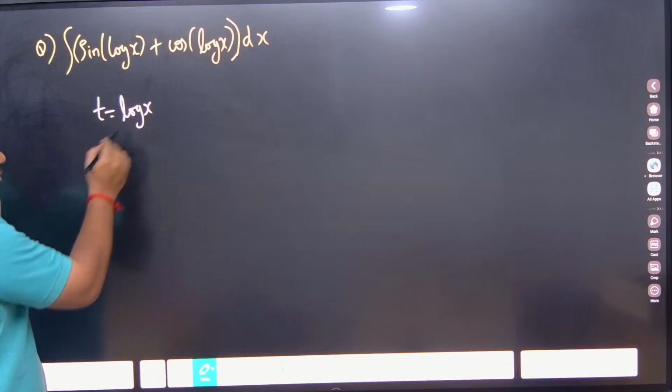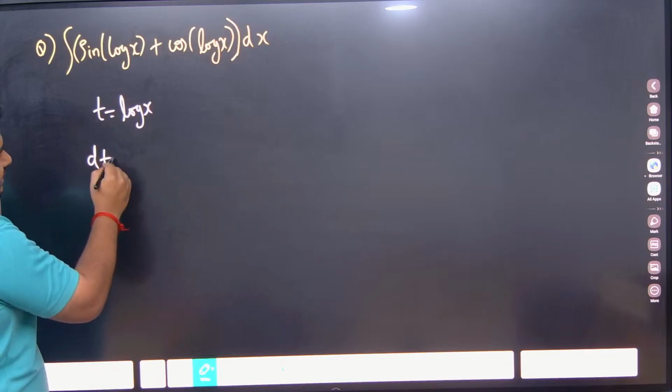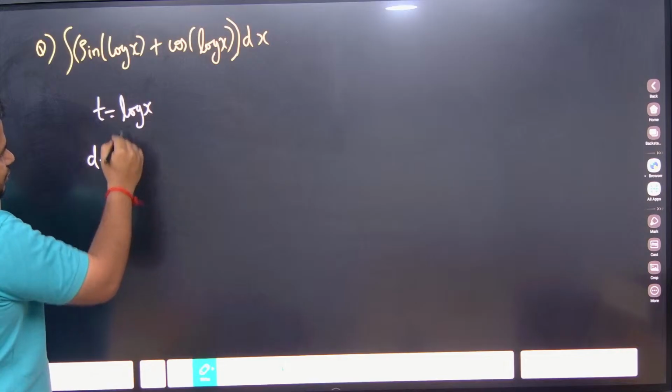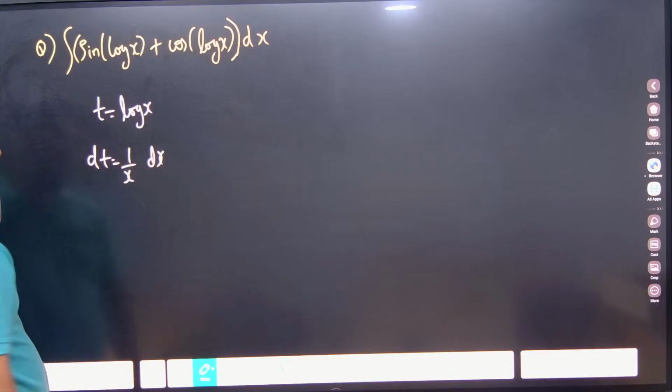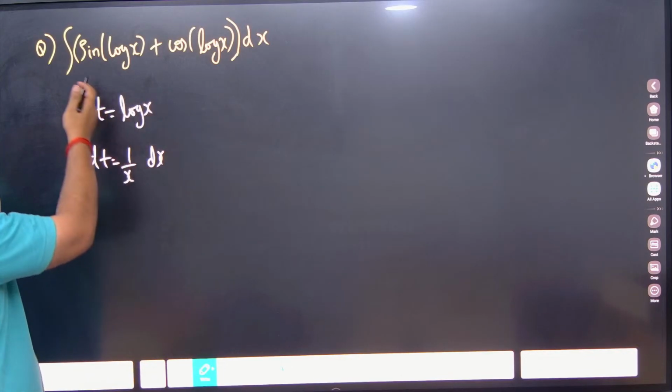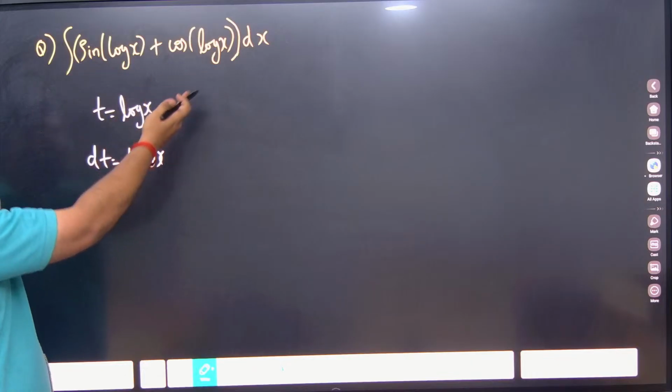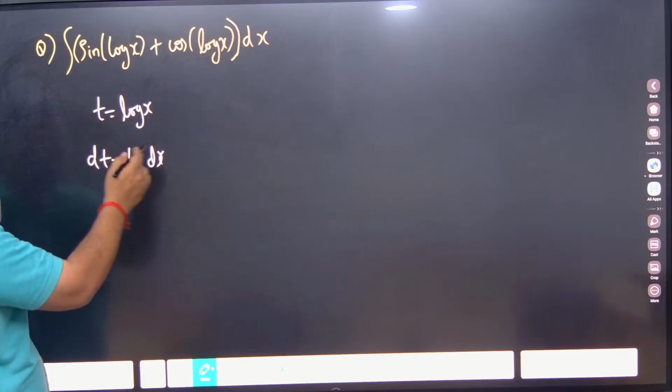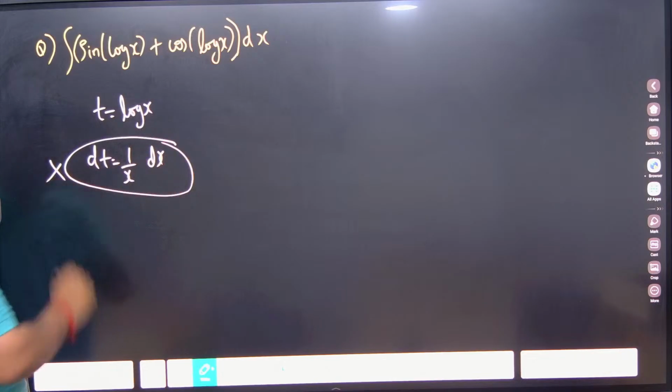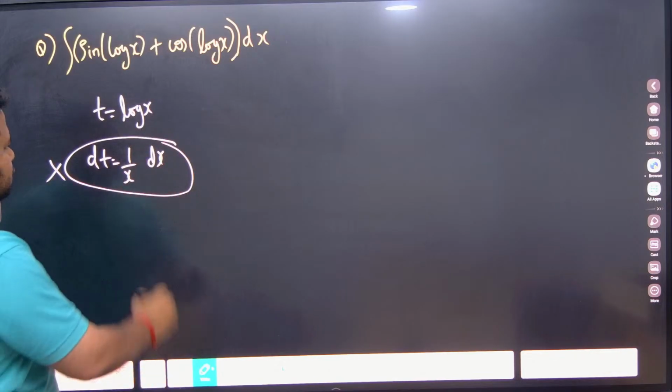What we used to do, log x is given means you will write what? dt is equal to 1 by x dx, the derivative of log x is 1 by x. But is this result useful for me? Nowhere in the question do I have 1 by x dx. So this result is absolutely not useful for me, I cannot do it this way. So I will do what?